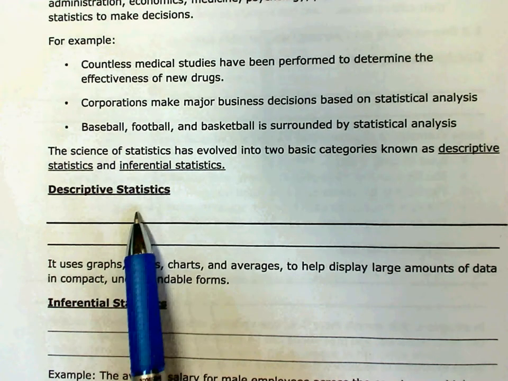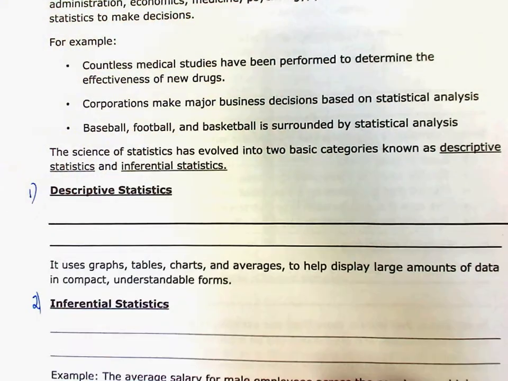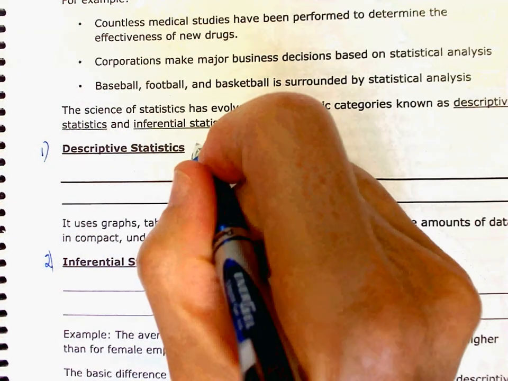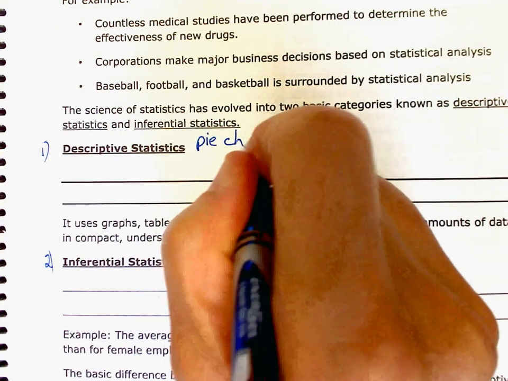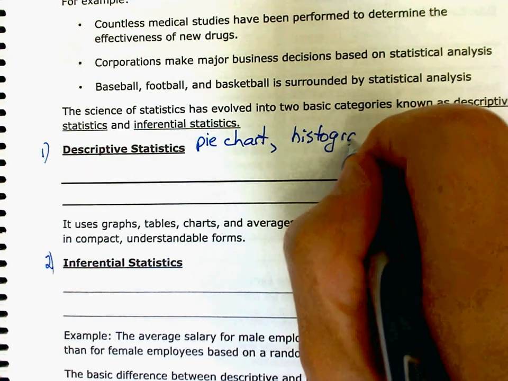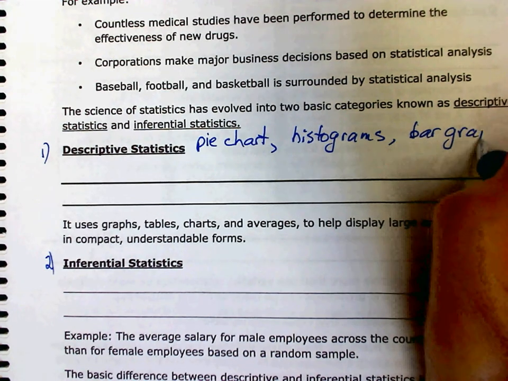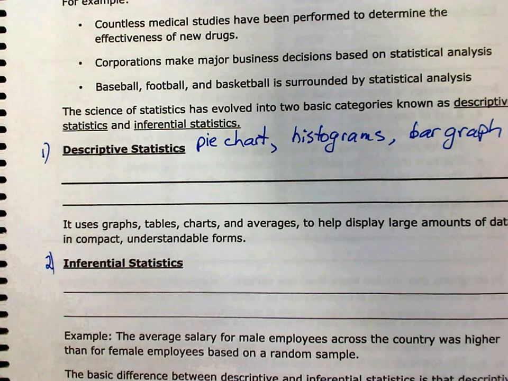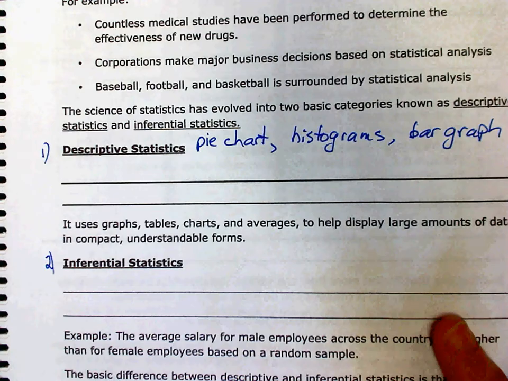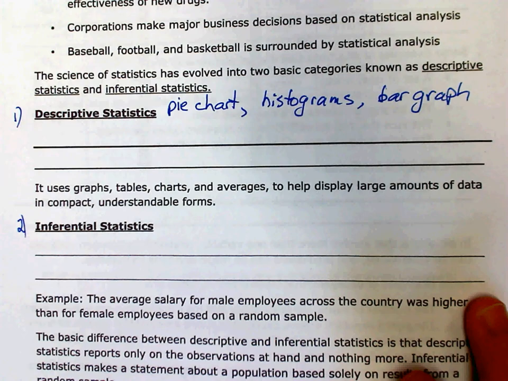There's two basic types, descriptive and inferential. We're going to do a little bit of both. Okay? Descriptive statistics, you have pie charts, you have histograms, you have bar graphs. It describes your data. Oh, most of the data lies between this and this, or whatever. It just describes where most of your data is. It could be mean, median, and mode, etc.